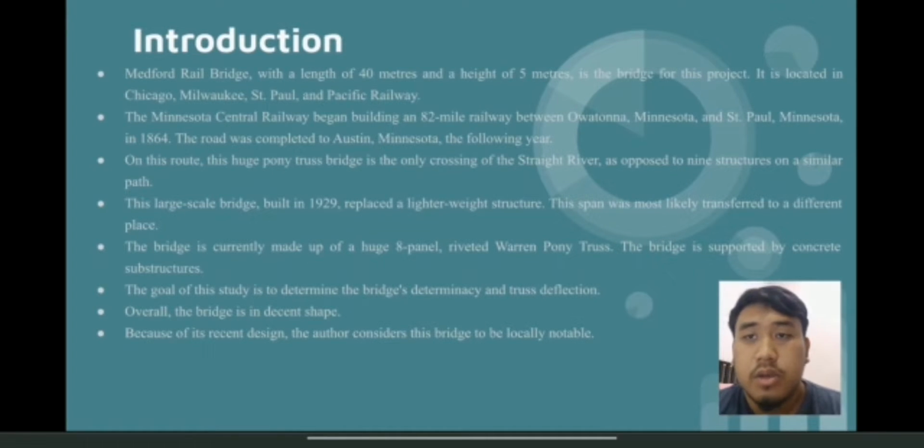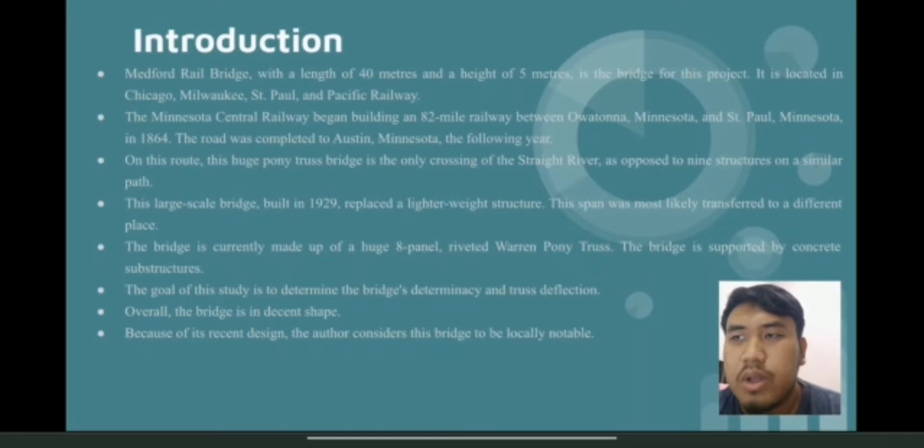So for the introduction, Melford Rail Bridge with a length of 40 meters and a height of 5 meters is the bridge for our project. It is located in Chicago, Milwaukee, St. Paul and Pacific Railway.